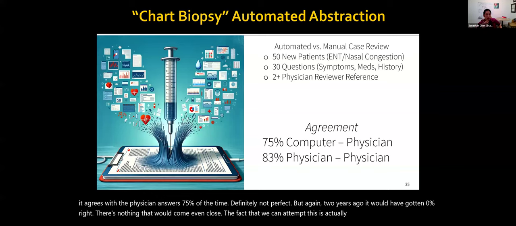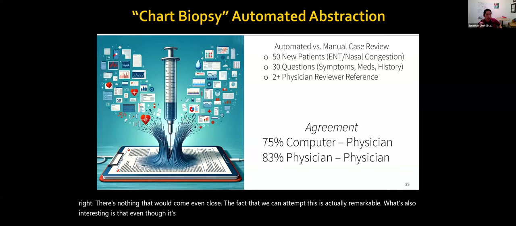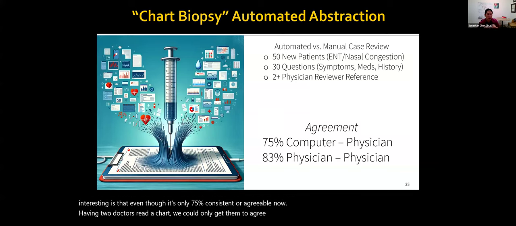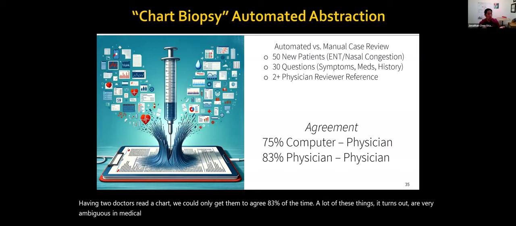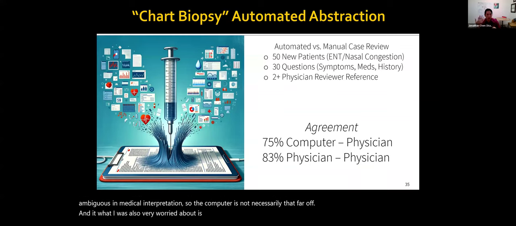What's also interesting is that even though it's only 75% consistent or agreeable now, having two doctors read a chart, we could only get them to agree 83% of the time. A lot of these things, it turns out, are very ambiguous in medical interpretation. So the computer is not necessarily that far off. What I was also very worried about is that it would confabulate. It would make up facts about the patient. It doesn't seem to do that too much, which helps a lot.